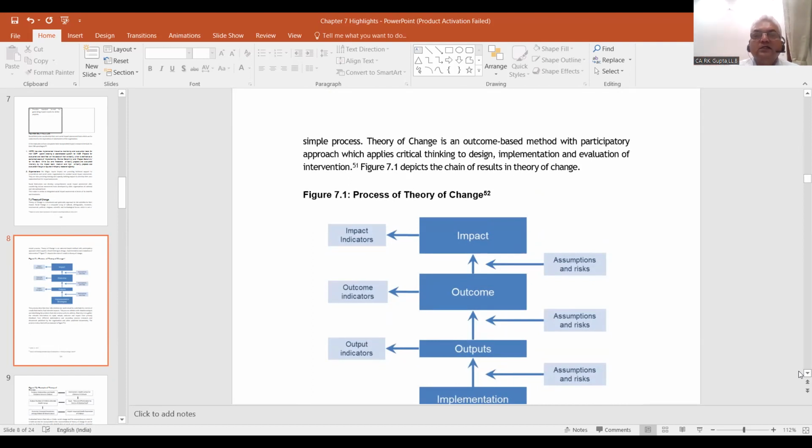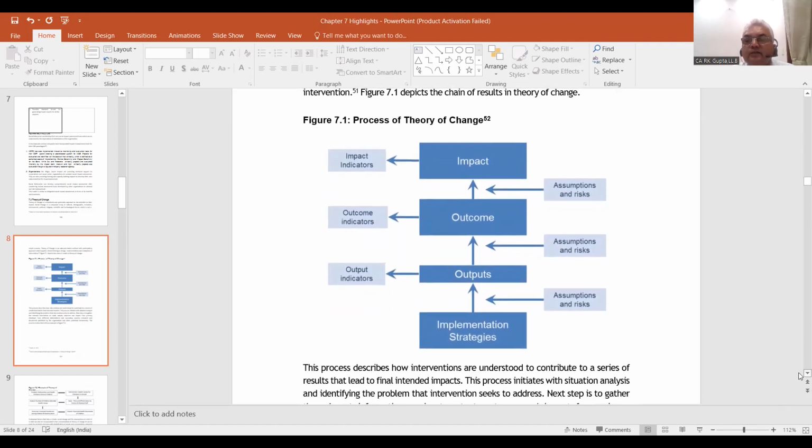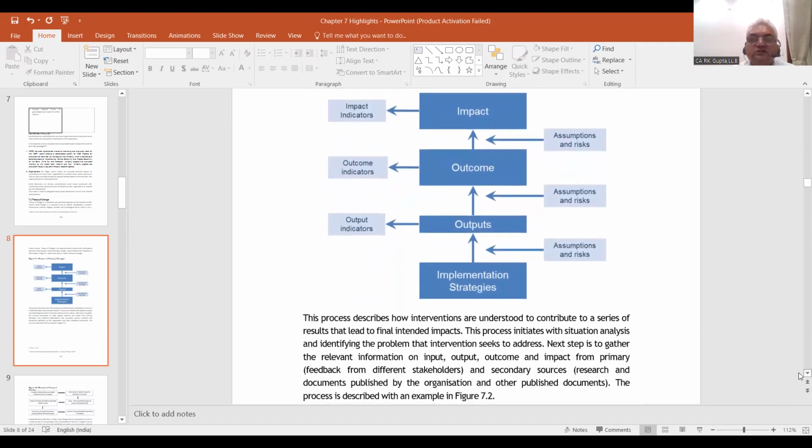So this figure depicts the chain of results in theory of change. So what are they? First is the impact. So there are certain impact indicators, then outcome, then outcome indicators, outputs, output indicators, and implementation strategies. And there are certain assumptions and risks also. So this process describes how interventions are understood to contribute to a series of results that lead to final intended impacts.